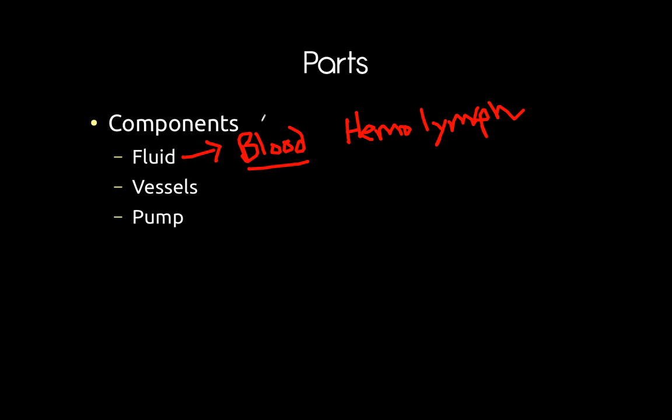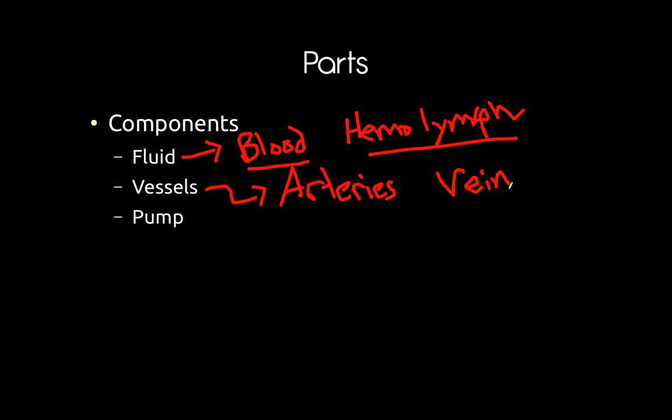We also have a vessel component of this. So in us, this is going to include things like arteries and veins. Whatever the tubes are that we're moving this fluid around the body. And in most organisms, we also have some sort of pump component, something that is going to be able to push around this fluid throughout the body as well. And in us, that is, of course, the heart. So these are the major components of the circulatory system.